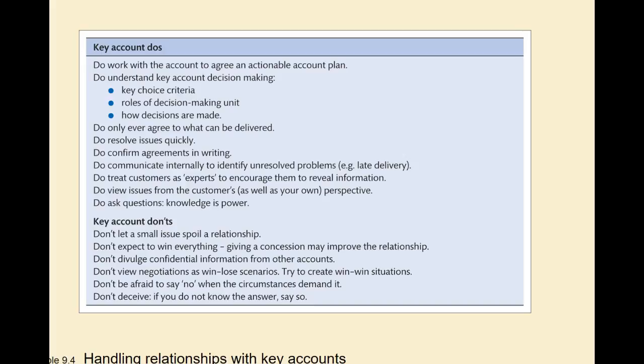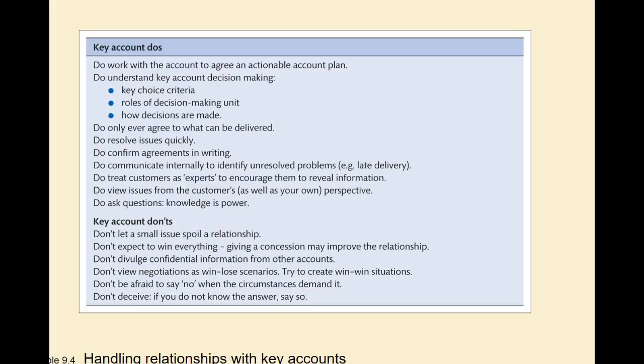Don't view your negotiations as a win-lose scenario. Try to create win-win situations so that it's both a good situation for yourself and for your customer's company too. Sometimes you just have to say no when the circumstances demand it. You can't please them on everything, and it's best to just be open and honest.